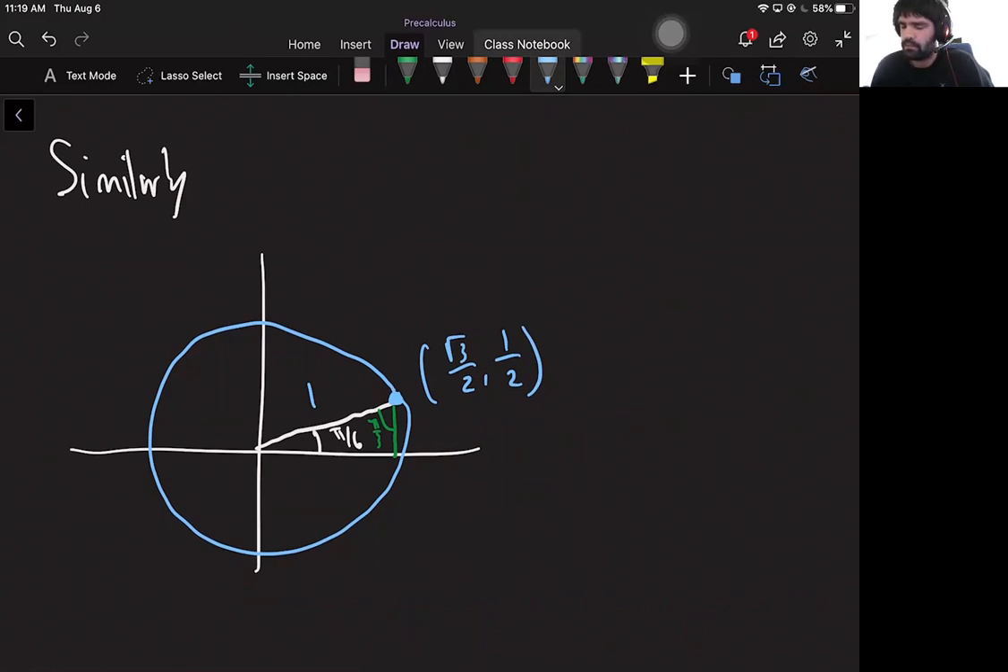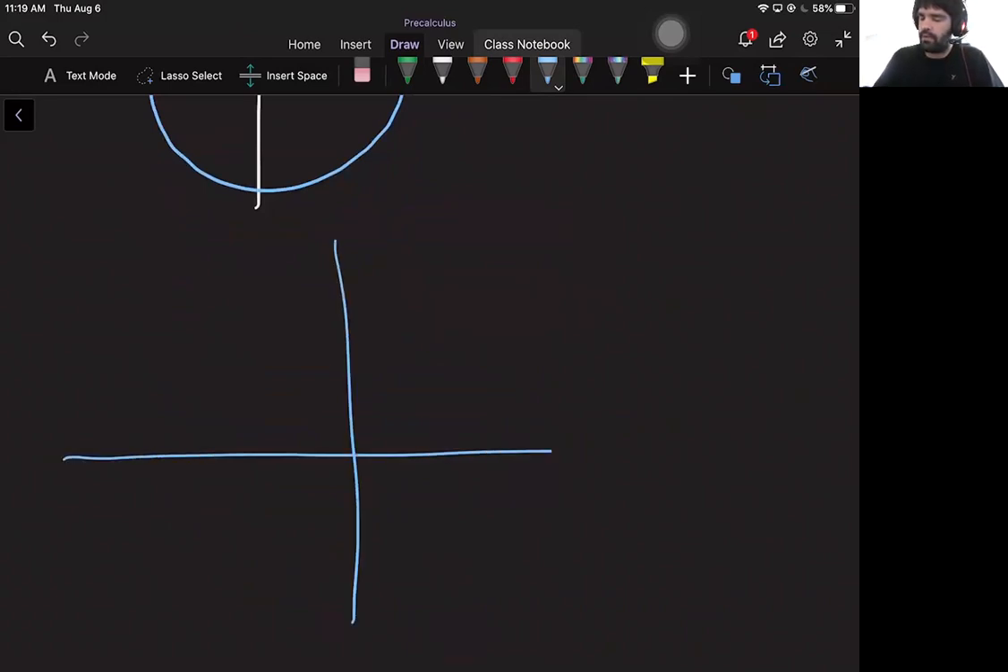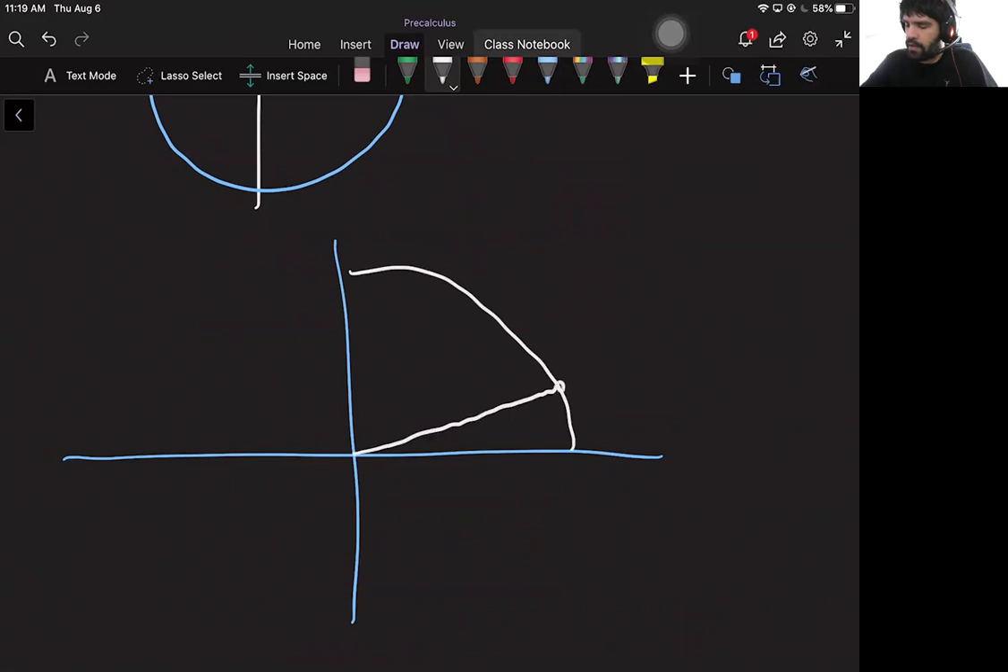Okay, so let me put all three on one picture just to summarize. I'll just do a little quarter circle here. So the point is that we have three very nice angles, pi over 6, pi over 4, and pi over 3.